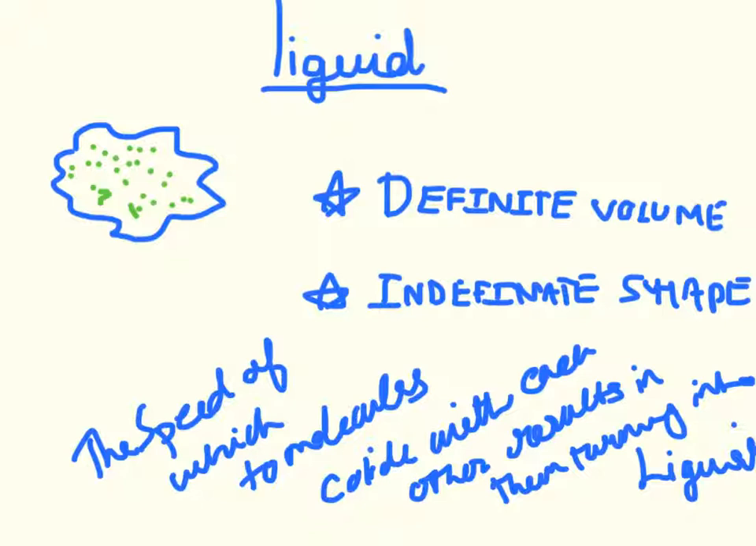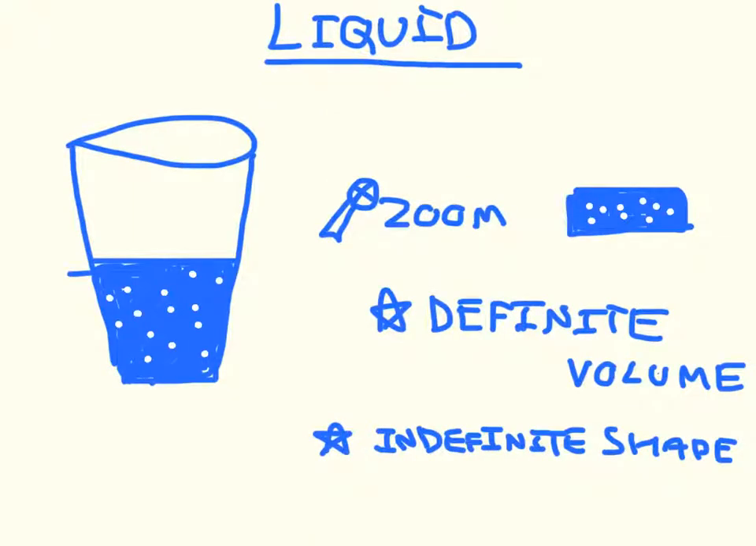Liquid. The procedure of solids turning into liquid is called melting. Liquids have a definite volume. In liquids, the molecules are moving faster than they are in solids. If you zoom into a liquid, you can see the molecules with a little bit more intermolecular force than they were in solids. Liquids have a definite volume and an indefinite shape.